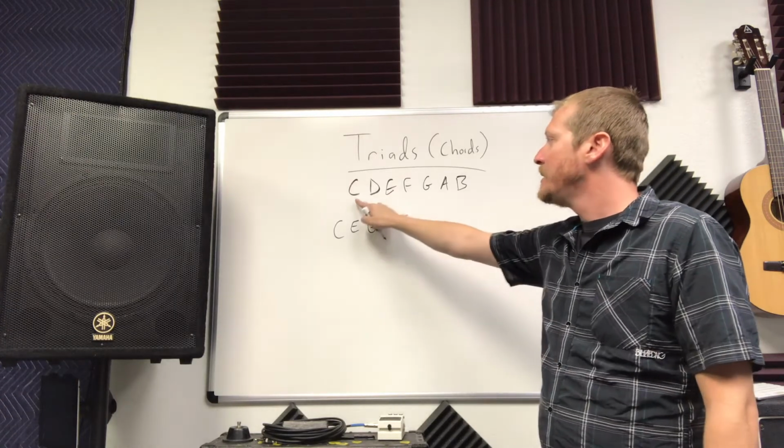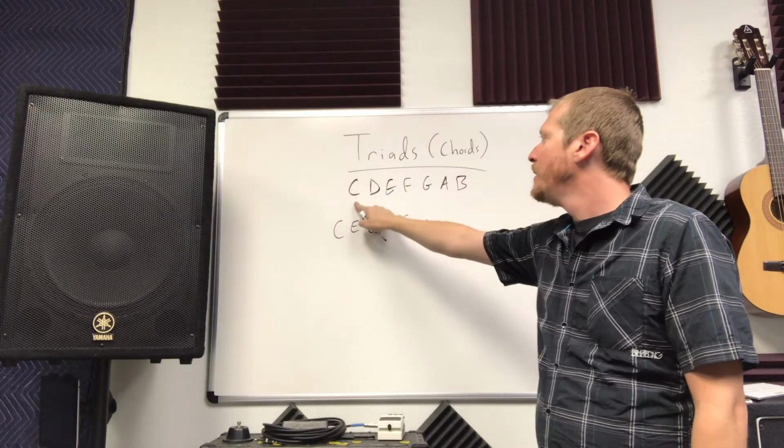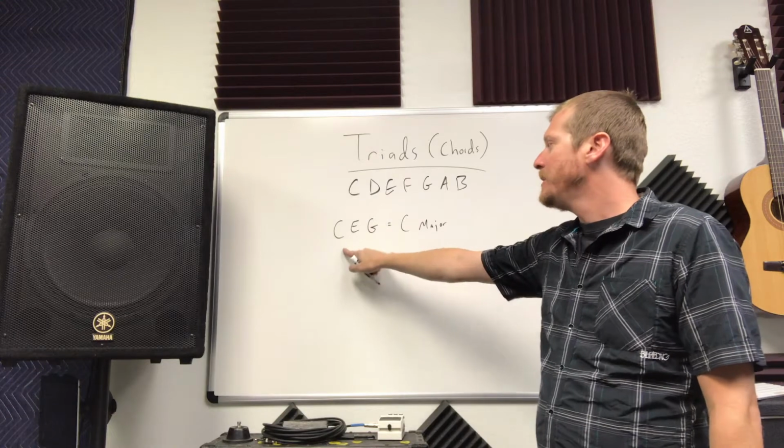So we're just taking the C scale, and we're taking the first, third, and fifth note of that scale, the 1, the 3, and the 5. That's how we get a major triad from C, E, G.